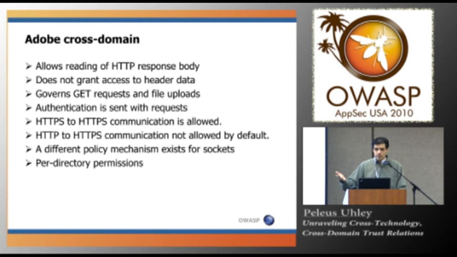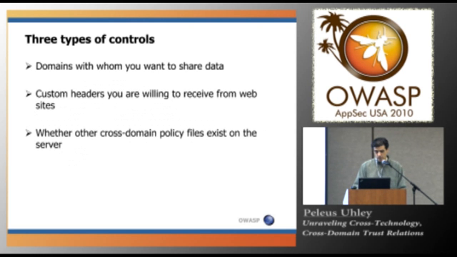And the refinement is basically per directory. So you can set site-wide policies or you can set per directory policies. It doesn't support per URI policies. And there are three types of controls which are defined in the cross-domain policy file. Obviously, domains with whom you want to share data. Like W3C access control, it says what headers the site's willing to accept from remote domains. And then in the root cross-domain policy file, there's a meta policy which says whether or not other cross-domain policy files are allowed on the server.